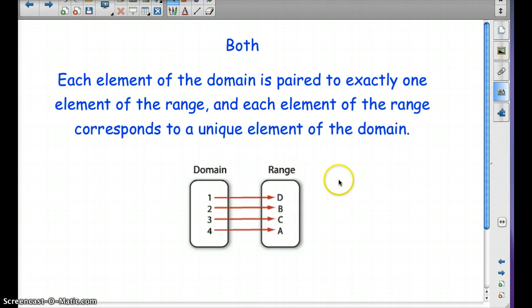So there is a chance where it could be both. Okay, so the domain doesn't share anything with the range or with any others, and it's one-to-one, and the range is all used up.